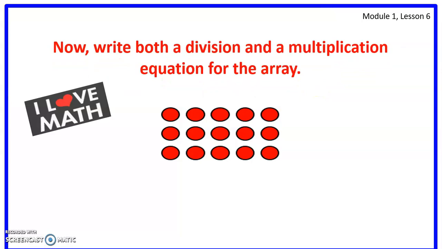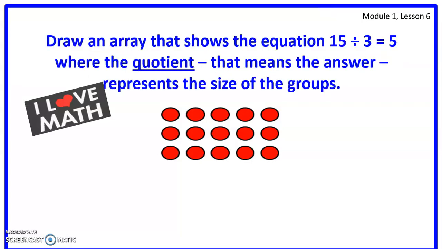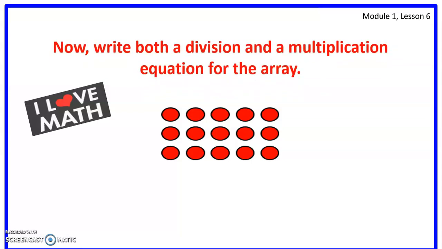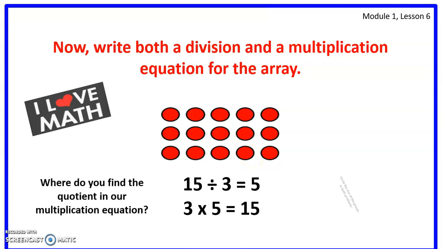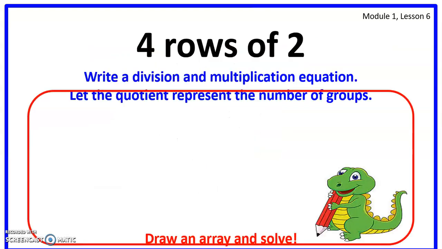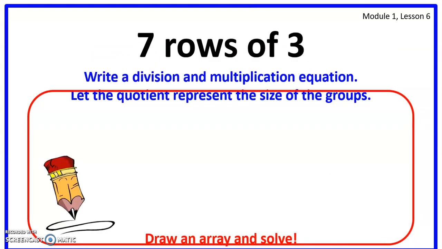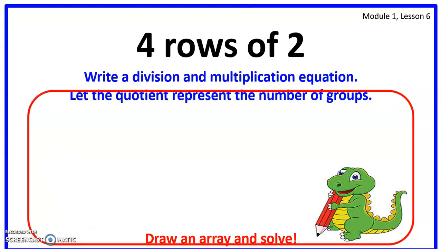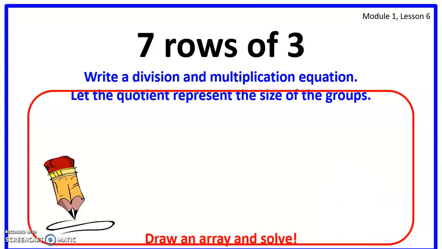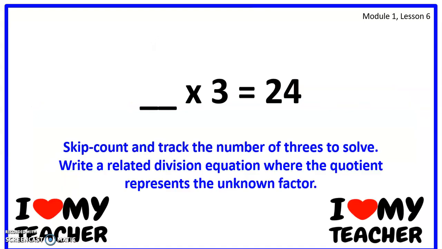Now, the division sentence will be 15 divided by 3, while the multiplication sentence will be 3 times 5. 3 is the number of groups and 5 is the size of each group. You get it? Good. Division sentence for this: 4 rows of 2, meaning 4 rows, 2 in each row. 7 rows of 3, 7 rows, 3 in each row.